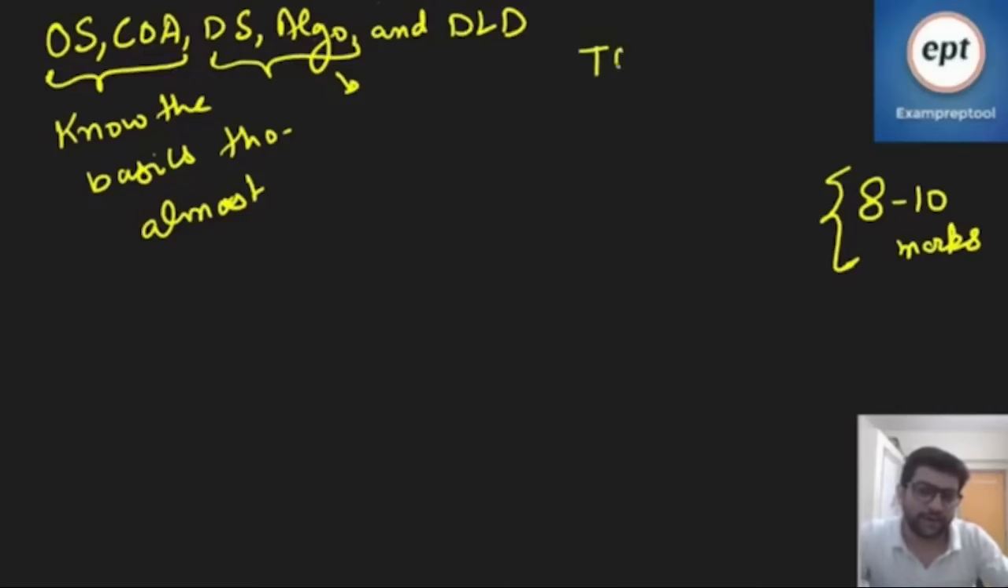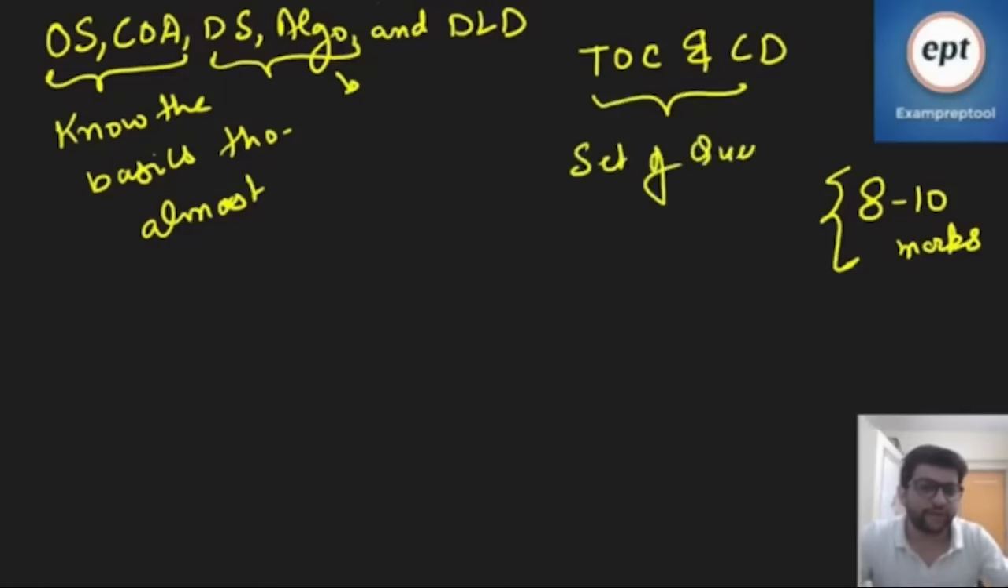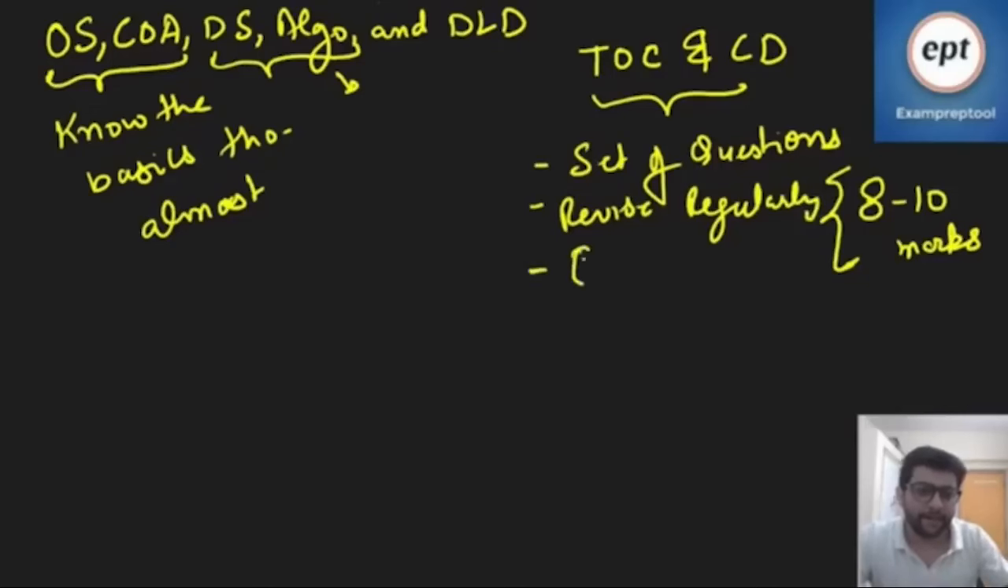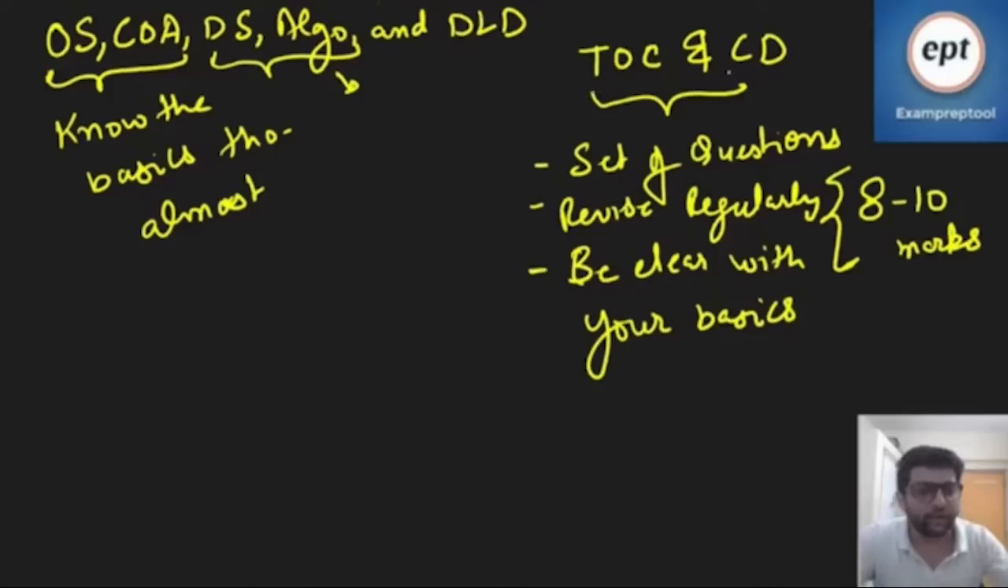Also, for the courses theory of computation and compiler design, you just have to practice a set of questions, revise regularly, and be clear with your basics, right? No one can stop you from scoring marks in theory of computation and compiler design if you do these 3 things, right?